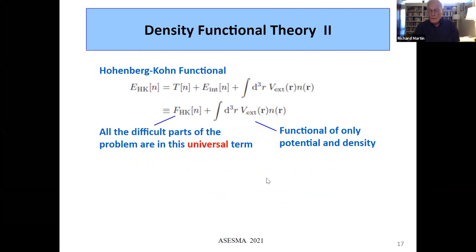So the important thing about this division is that not only is everything difficult put in this place, but it must be universal. It's the same functional for all systems. The only way the electron knows which system it's in is by which potential is applied to it, like where the nuclei are. So what does a universal functional mean? The square brackets are a notation for a functional, and it means a value that's returned that depends on the entire function, in this case, the density.